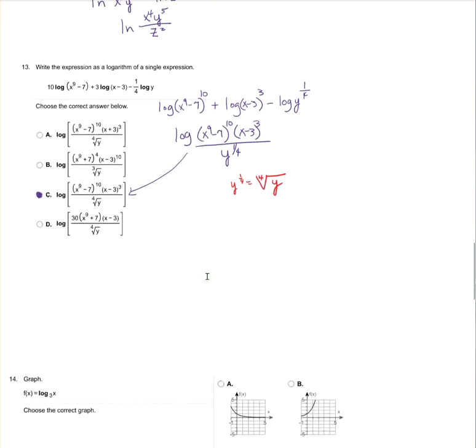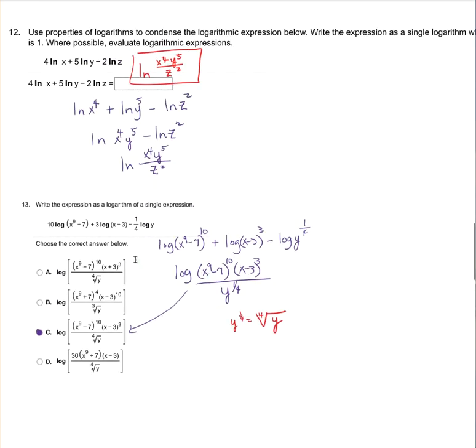Number 13, which is the last of these type, write this as a single log. It's matching, so I like to do the work over here and then find my answer. These first two become a product. So we've got log of x to the 9th minus 7 to the 10th, x minus 3 to the 3rd, and then this was a subtraction, so it's going to go on the bottom of that.